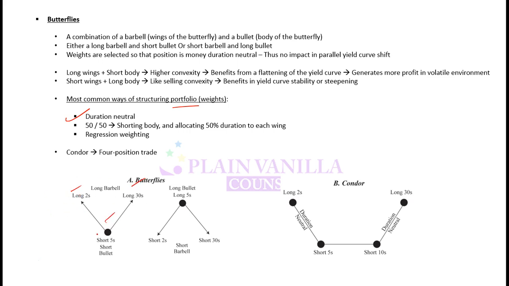Or another way is, you again make it duration neutral but with a different strategy. You give a weight to the short body and allocate 50% of the duration to the long and short ends, that is, each wing. Half the duration to offset this impact comes from here, and half to offset this impact comes from the long end. Or regression weighting. That is, you can check the relationships of different yields and different returns over the past, and based on that decide what weights would give you the best possible outcome.